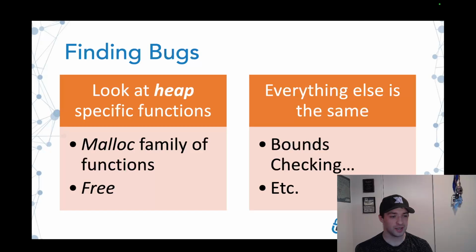You look for bounds checking. Can you write data outside the length? Can you specify an index that you shouldn't be able to specify that goes too far? Integer overflows to do that. There's a lot of different ways to go about finding those sorts of bugs, but they're all the same.